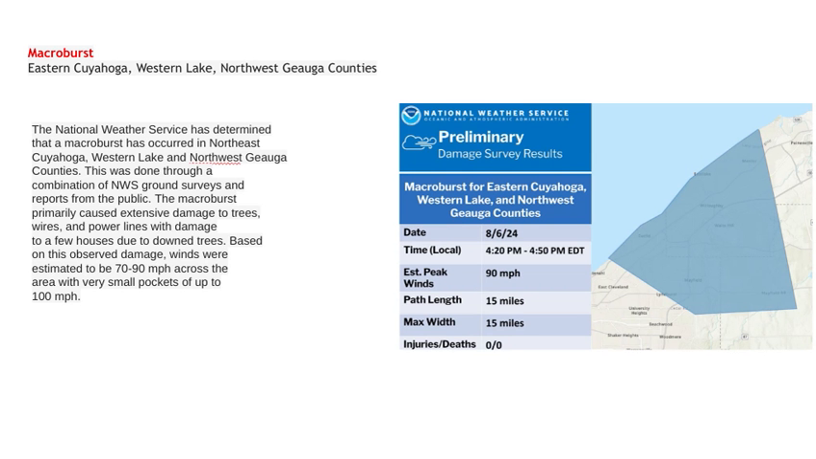The National Weather Service has determined that a microburst has occurred in northeast Cuyahoga County, Western Lake, and northwest Geauga County. This was done through a combination of National Weather Service ground survey and reports from the public. This microburst caused excessive damage to trees, wires, and power lines, with damage to a few houses due to the downed trees. Based on the calculated damage, winds were estimated to be 72 miles per hour across the area, with a small pocket of up to 100 miles per hour.